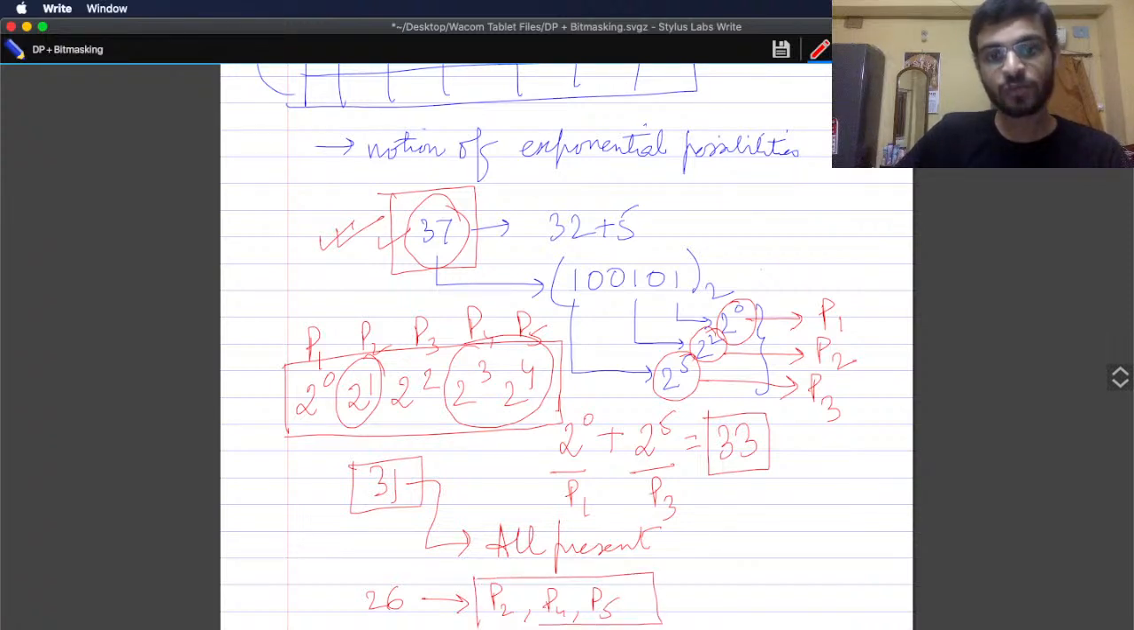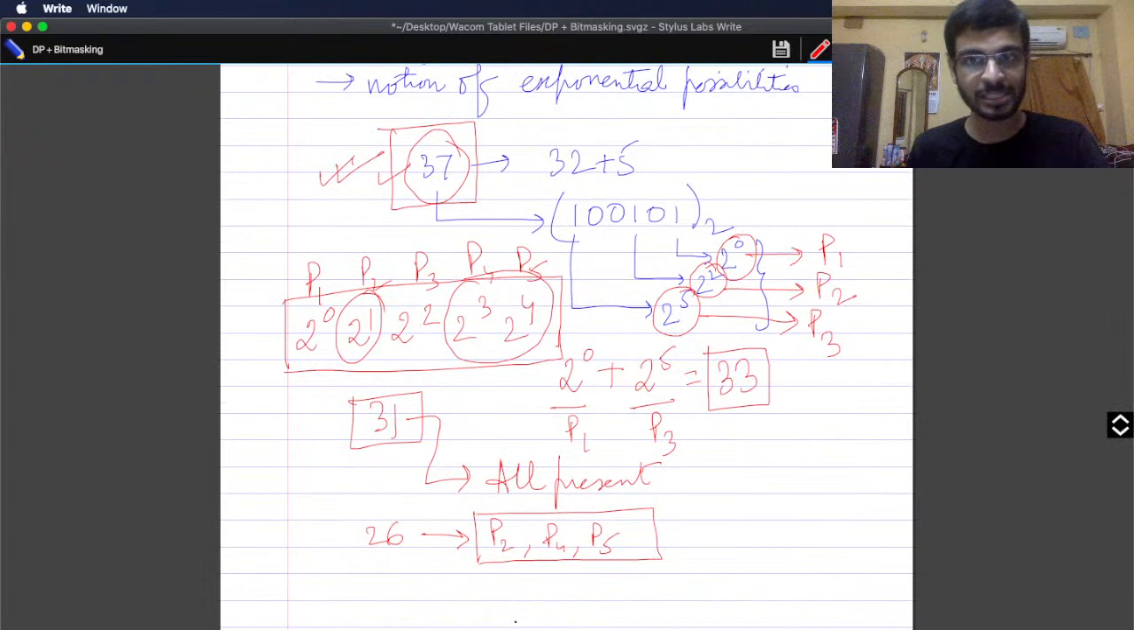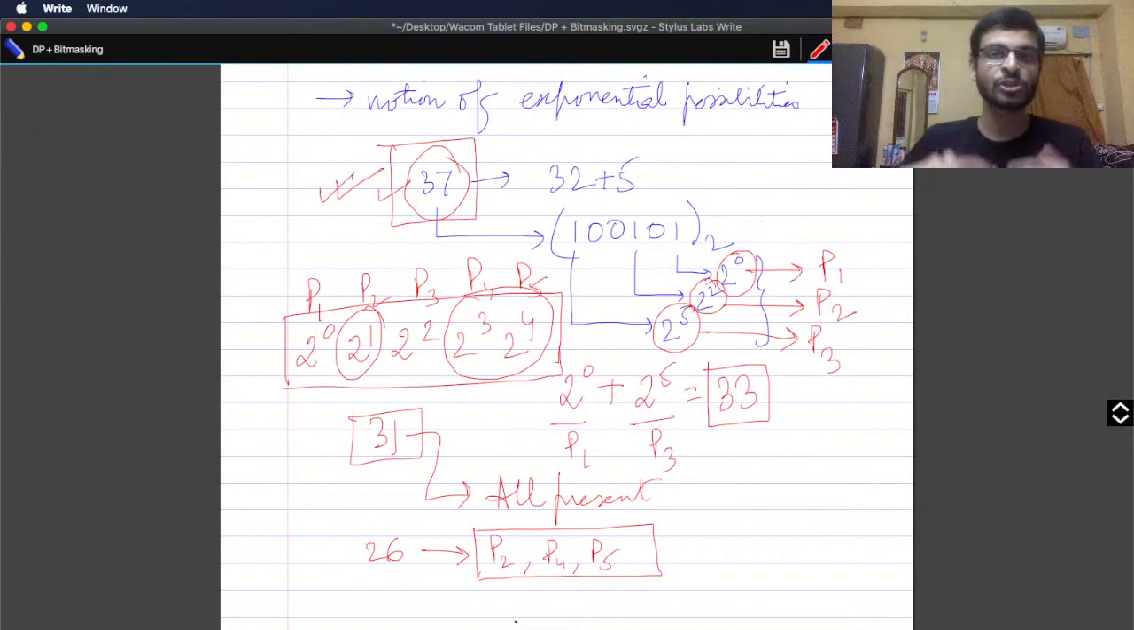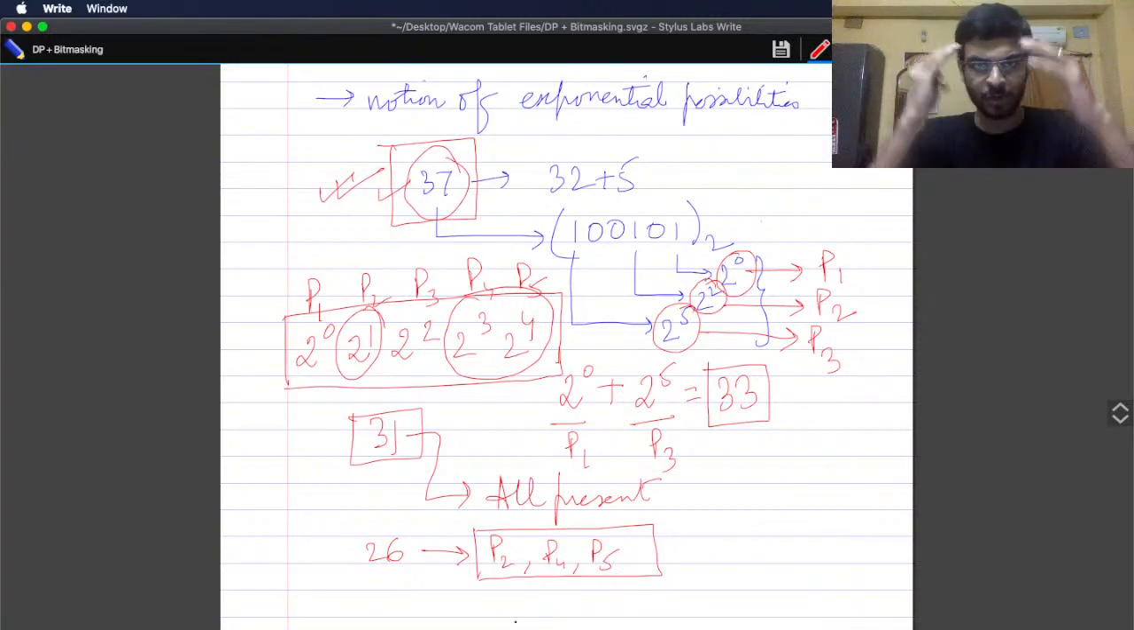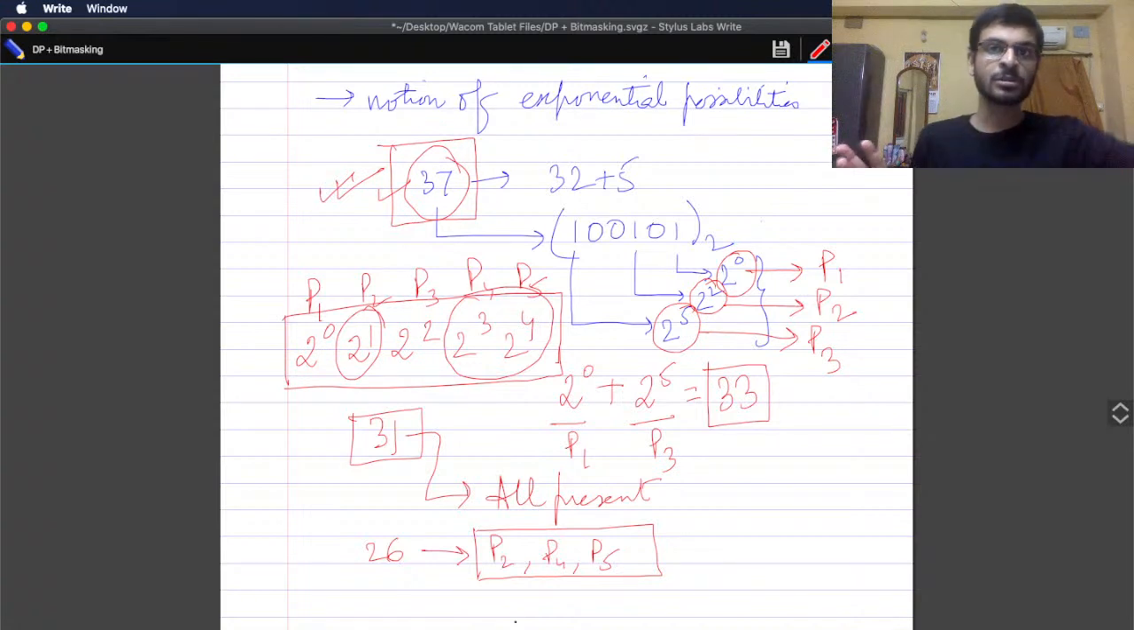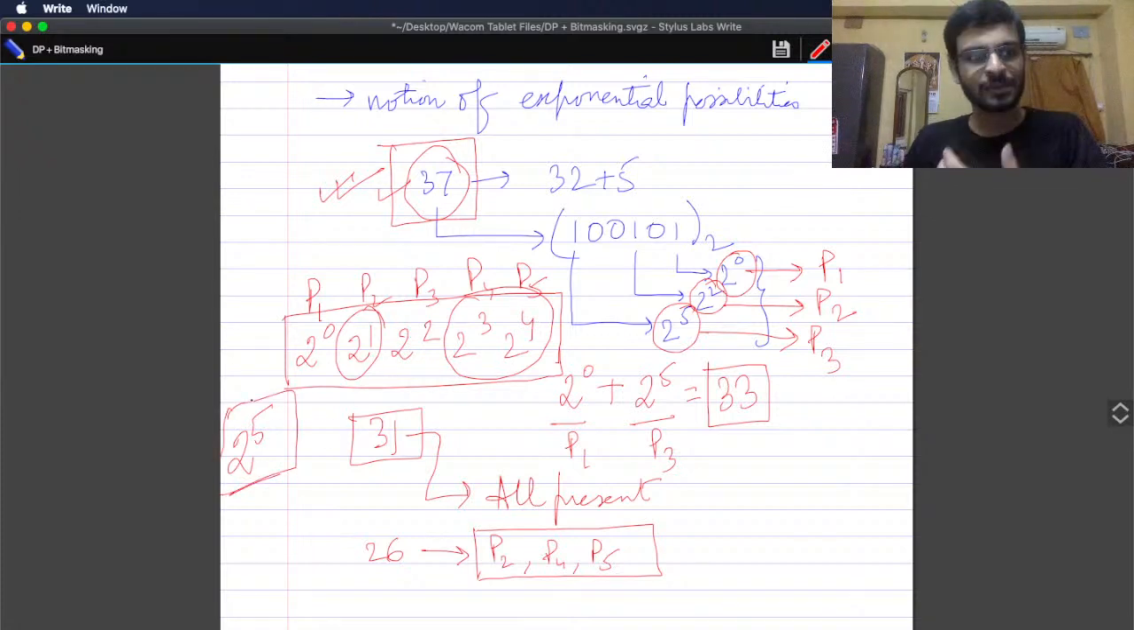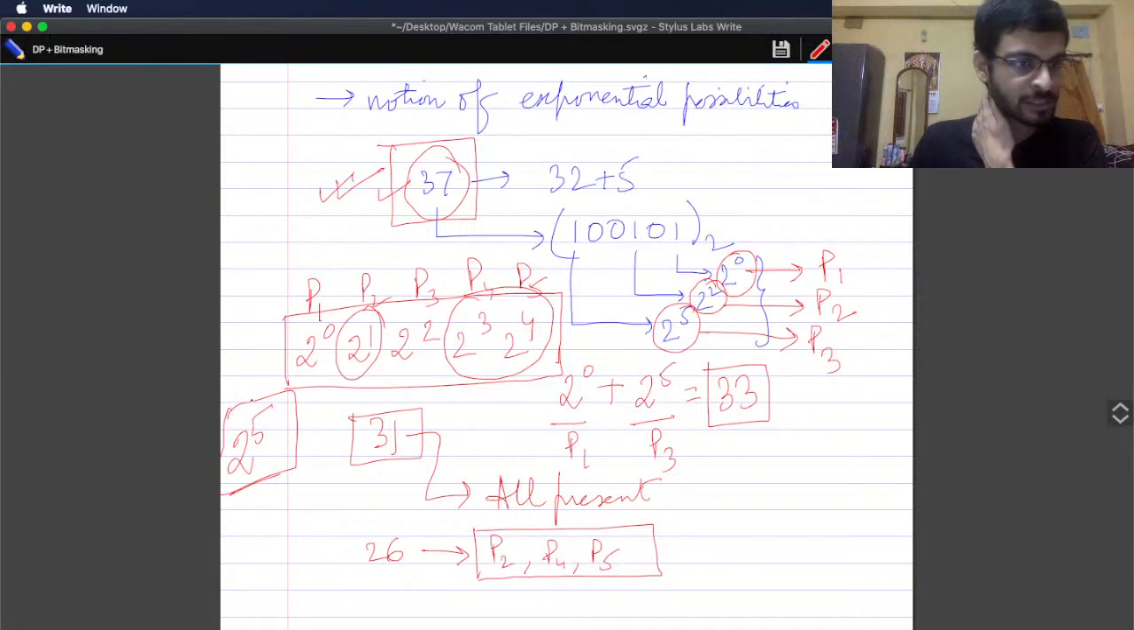When I am interested in which properties or which elements are present, but I am not interested in which order they are present, or whether they have any additional characteristics, or what their frequency is, I am not worried about those things. I know the presence of the element is the only thing that matters. And how many combinations are there? I know that using 5 elements, we have 2 to the power 5 different combinations. Whether to take them, whether not to take them. So yeah, all possible subsets.